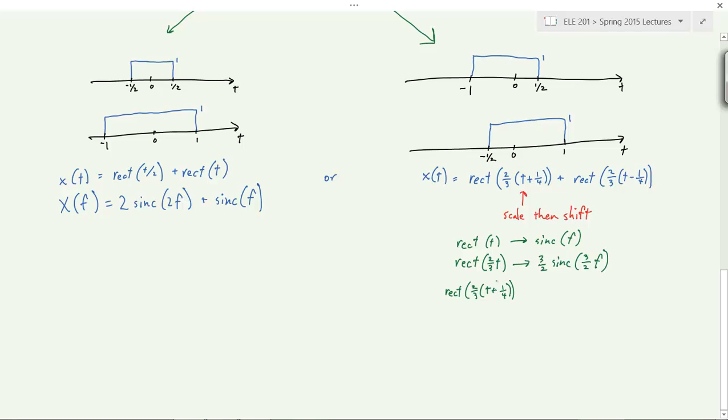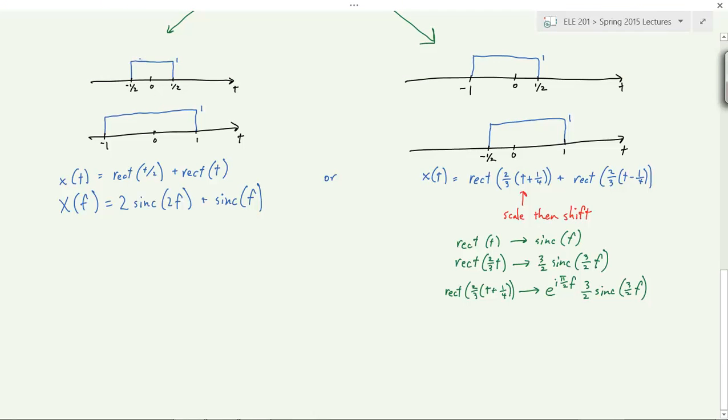Oops, let's do plus just to match our term above. So that's going to be e to the i pi over 2 f times what we already had, 3 over 2 sinc 3 over 2 f. Okay, so those are the intermediate steps.